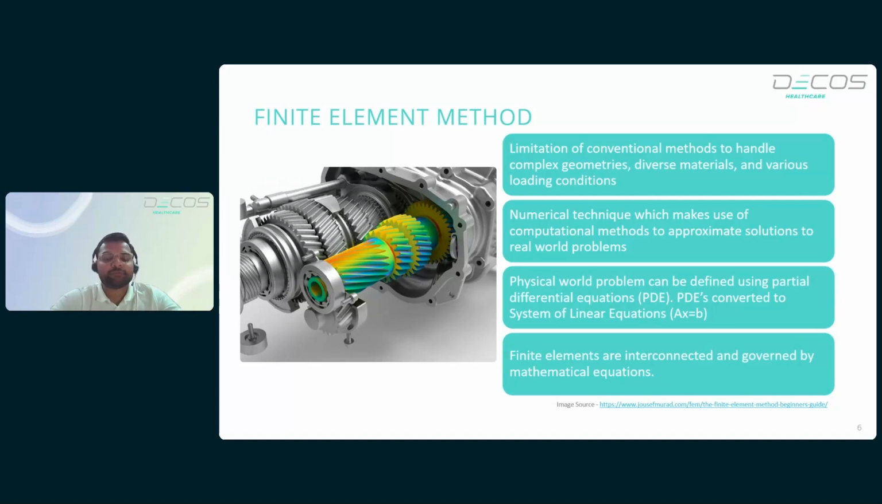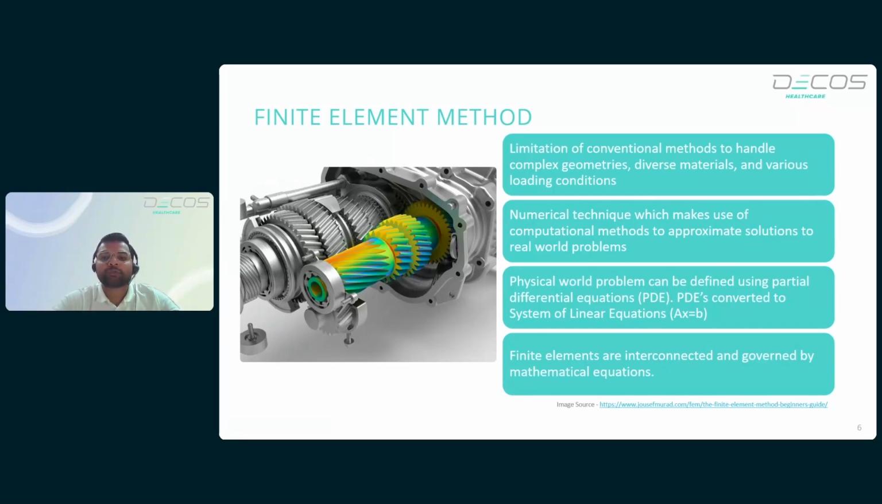So, in the example we discussed, when the rod was subjected to pure tensile stress, it's easy to solve by conventional methods or by hand calculations. But once complex geometry comes into place, diverse materials come into place, or various loading conditions come into place, then the conventional methods have their own limitations. Okay, that's why we need the finite element method. Now, the finite element method helps to imitate real world scenarios in a virtual world. It makes use of numerical methods to approximate solutions to real world problems.